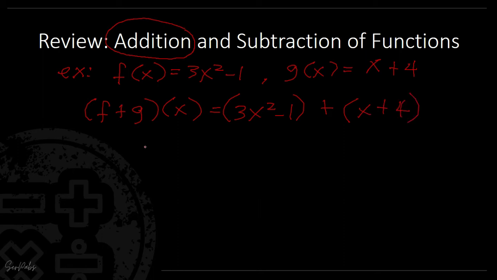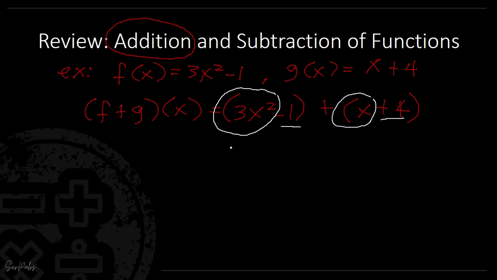Next procedure, we will combine similar terms. So, dahil walang kamuka si 3x squared, kokopyahin lang natin siya mamaya. Walang kamuka yung x, kokopyahin lang din yung x. Magkamuka yung negative 1 at saka yung positive 4. So, ipe-perform natin ang operation kay negative 1 and positive 4.